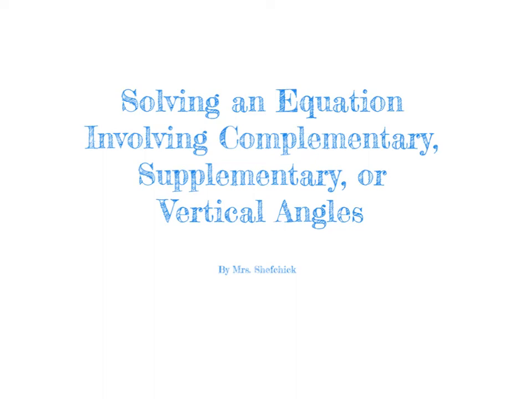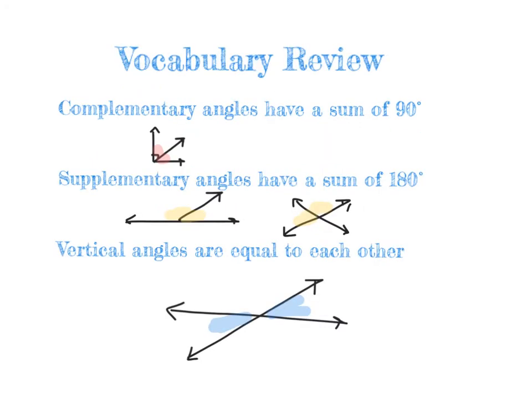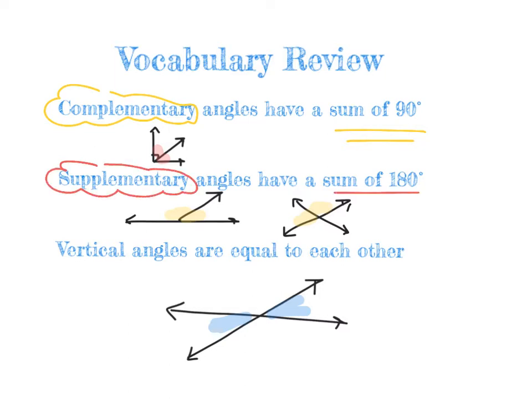Today we're going to take a look at how we can solve an equation involving complementary, supplementary, or vertical angles. Before we go too far, it's important to review our vocabulary that we know. Complementary angles are angles that have a sum of 90 degrees. And we have supplementary angles. Supplementary have a sum of 180 degrees.